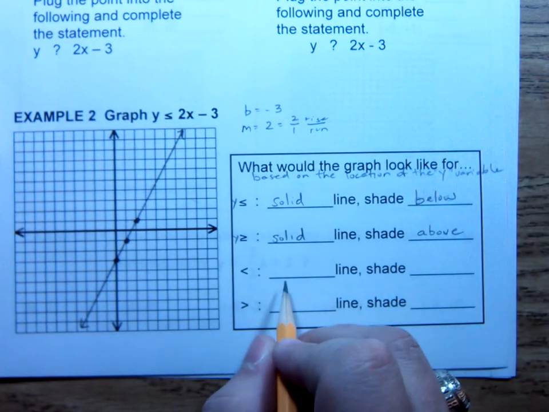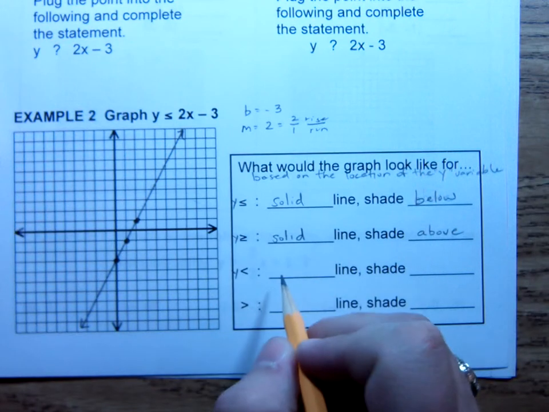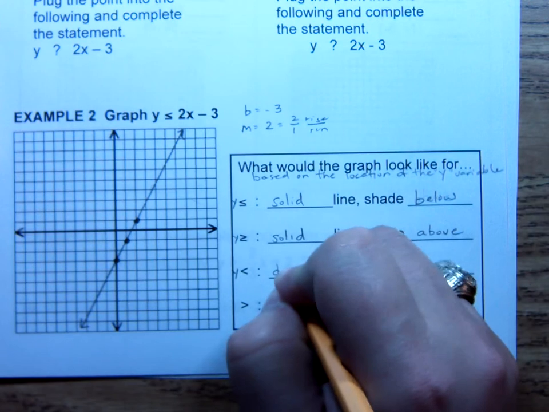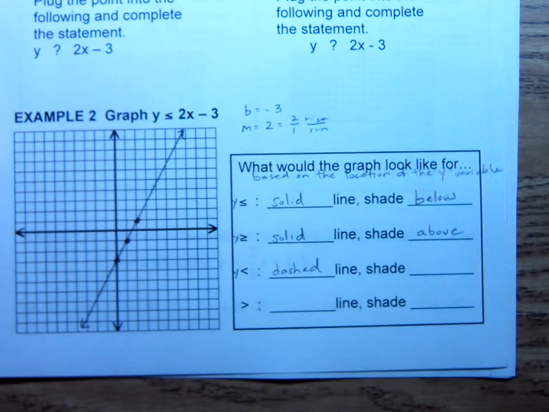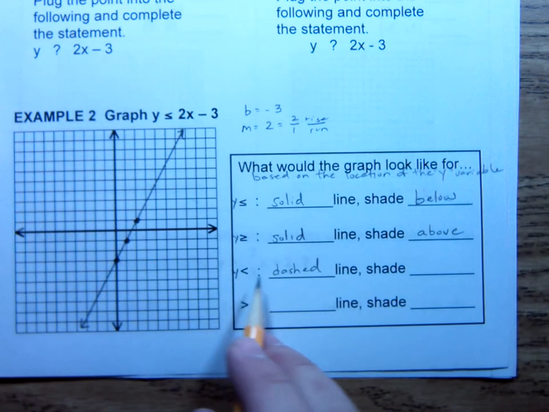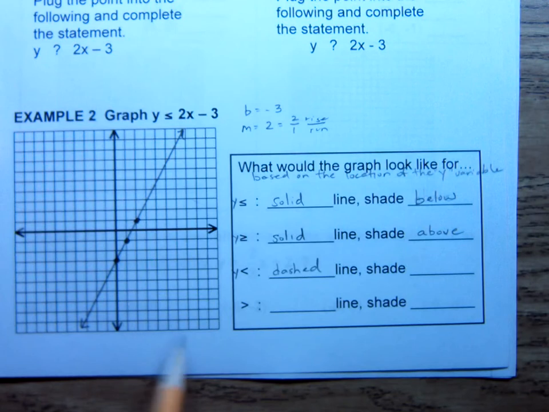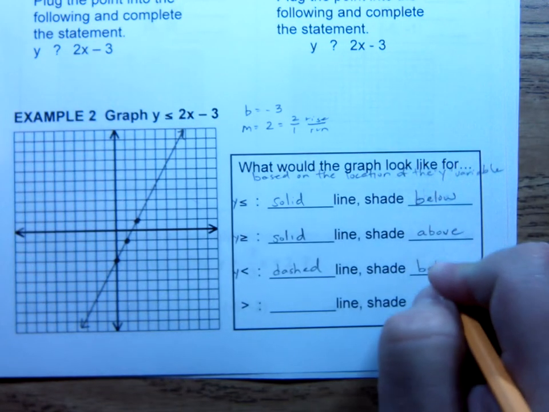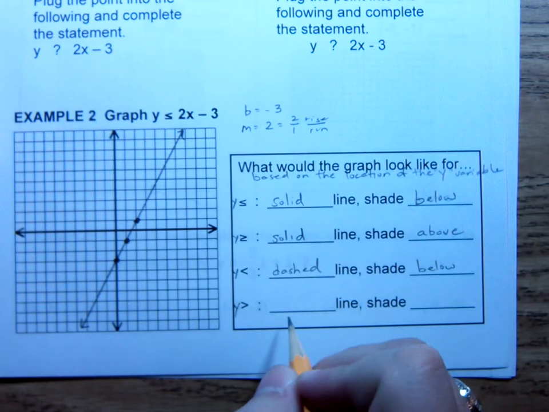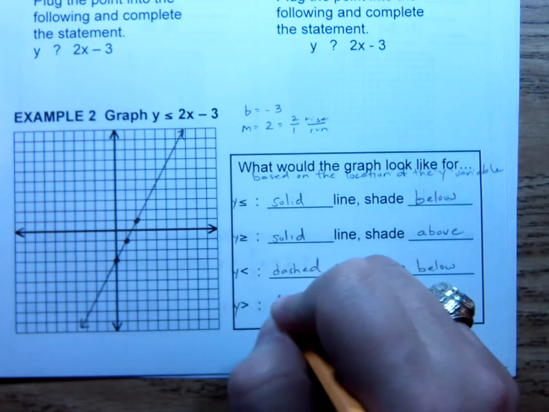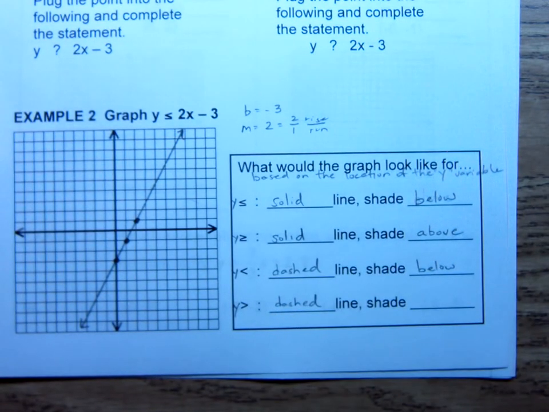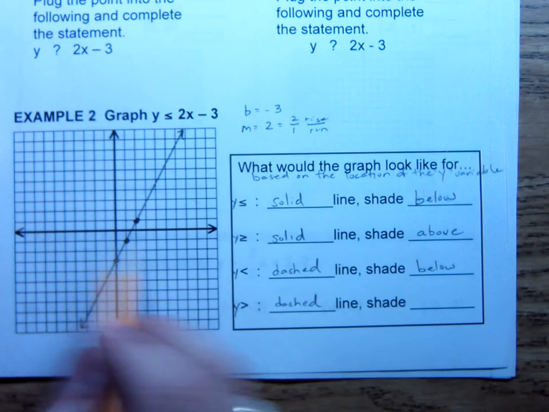And then here, y is less than. Okay, now I don't have a mustache, so I'm going to have a dashed or dotted line. And because it's just less than, not equal to, but less than, I'm going to shade below the y-intercept. And then here, y is greater than, just greater than, not equal to. And since I don't have the equal to, I'm going to write a dashed line. And I'm going to shade, because it's greater than, above the y-intercept, which would be over here.